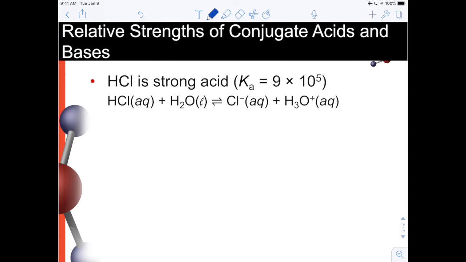Now, this is an important concept, the relative strengths of conjugate acids and bases. HCl is a strong acid, okay? And there's the reaction. For something like HCl, we typically don't draw an arrow like that because the equilibrium lies very far to the right. That's commonly done; you saw that in some slides and sections of the book. Effectively, the reverse reaction doesn't happen, which means the chloride ion is an extremely weak base.